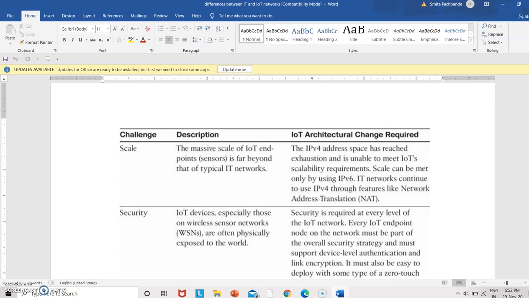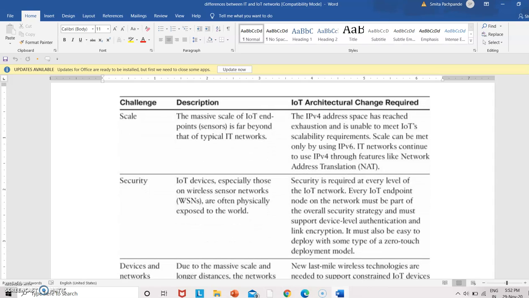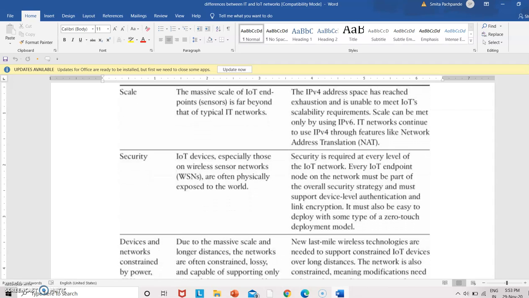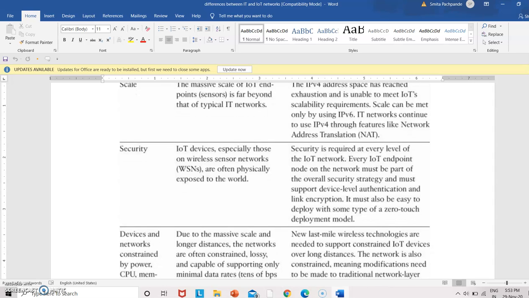The second challenge is about security. IoT devices, especially those in a WSN, which stands for wireless sensor network, are often physically exposed to the world. So security is required at every level of the IoT network.